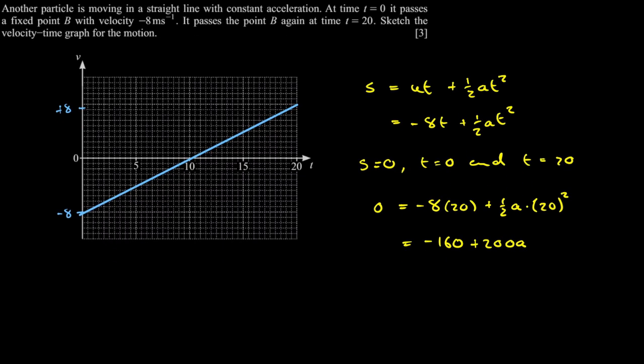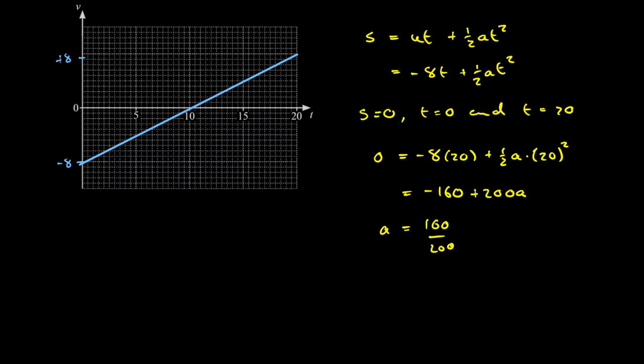Okay. And so therefore, A is going to equal 160 divided by 200. And that's going to be 16 upon 20. I can divide top and bottom by 4, so I think it's going to be 4/5. Okay, so A is equal to 4/5 meters per second squared.